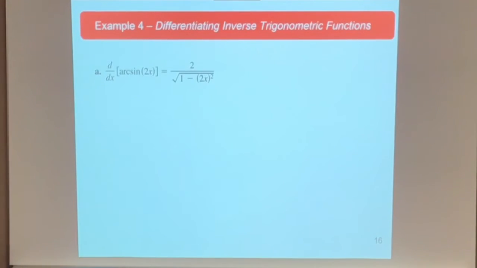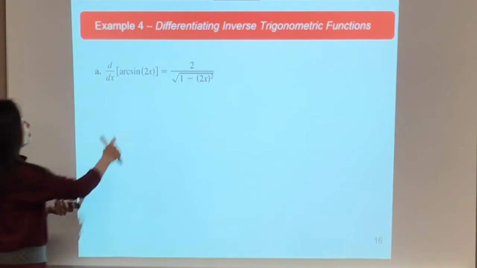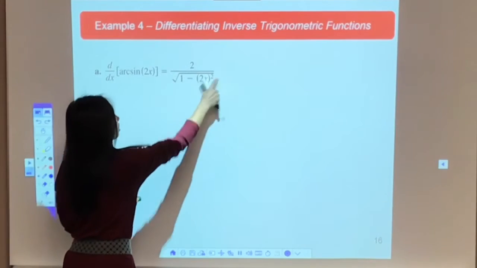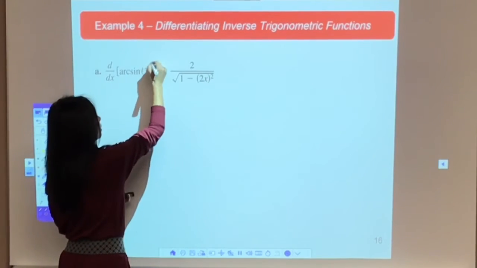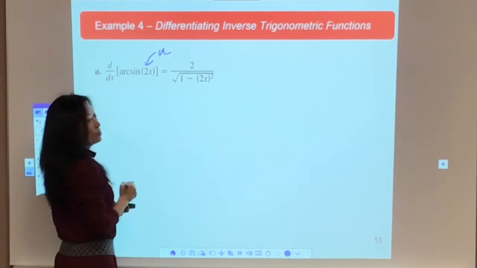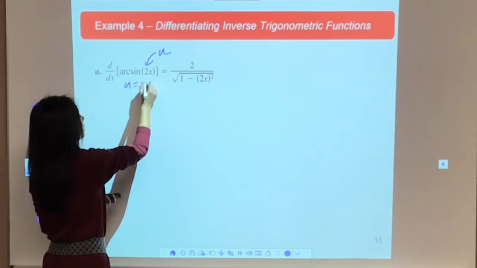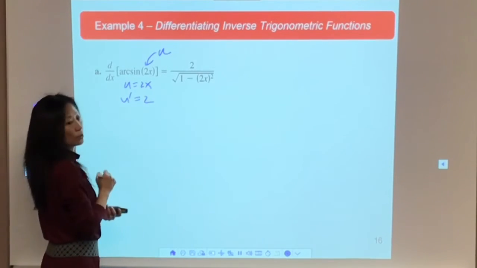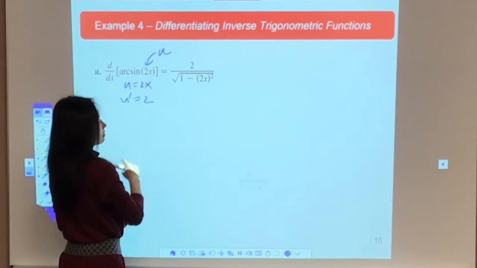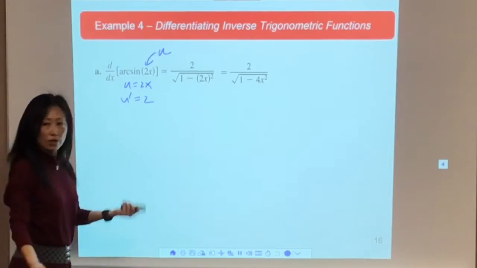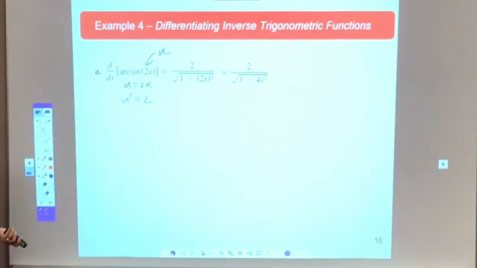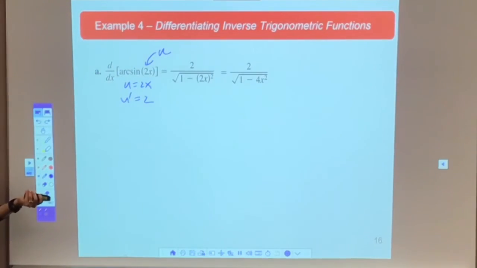So let's take a derivative of this. Well, it's already done because it's so simple. It's arcsine, so you're going to do square root of 1 minus u squared. That's my u, right? u is 2x. u prime is 2. So u squared is 4x squared, u prime is 2. You're done. Do you like it so far? Yes.